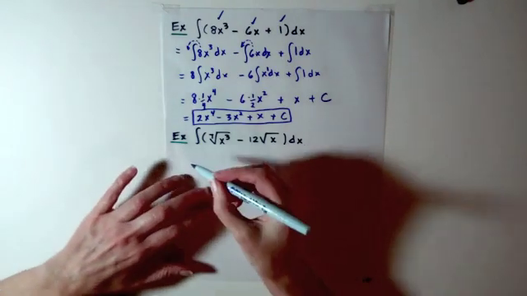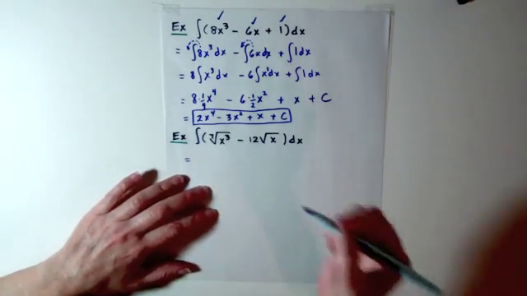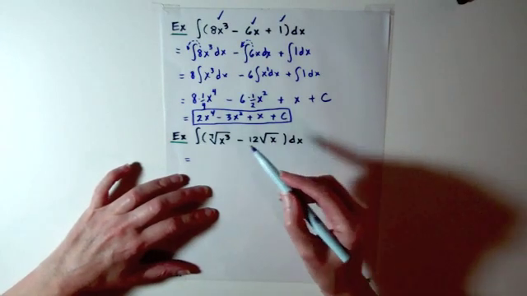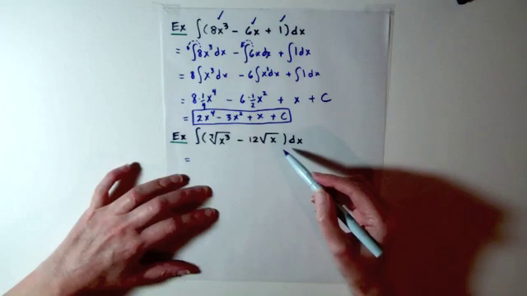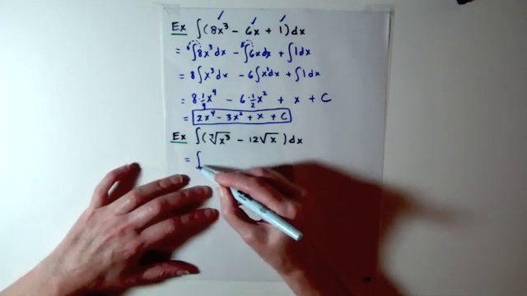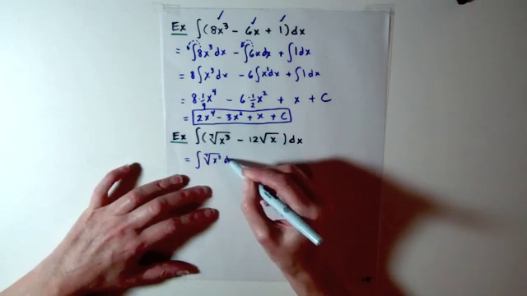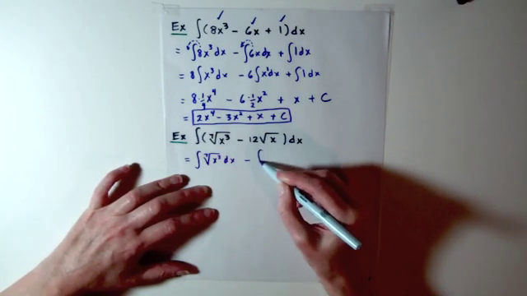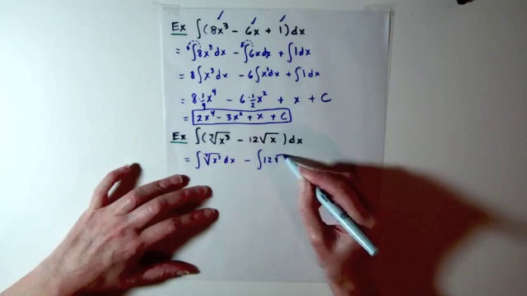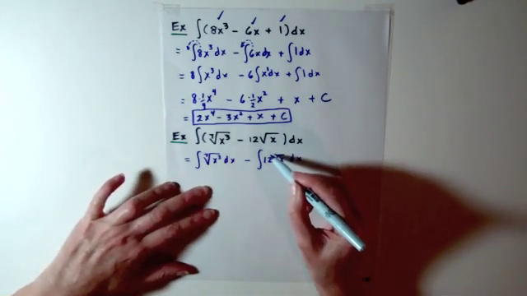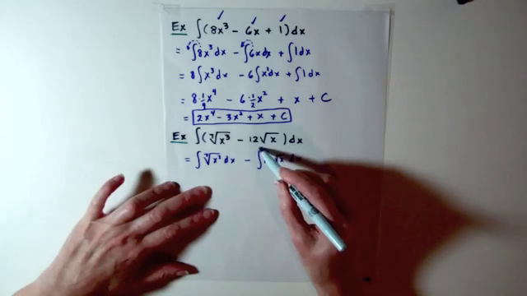Okay, let's try this together. So, in this case, yeah, I can integrate term by term. I have this term minus this term, so it is really the integral of this first term minus the integral of this second term. And with this second term, I notice there's also a constant multiple, so I could pull that out.